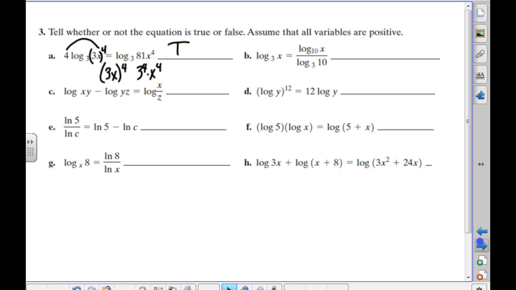D? What do you think about D? I said false. It is false because of the parentheses. The whole thing is to the 12th. If it had said just log of y to the 12th, then you would move it out front. But this is the whole thing to the 12th. I couldn't figure out why it was false when I looked at the answer key, but that's why. I totally ignored the parentheses, like they weren't even there.